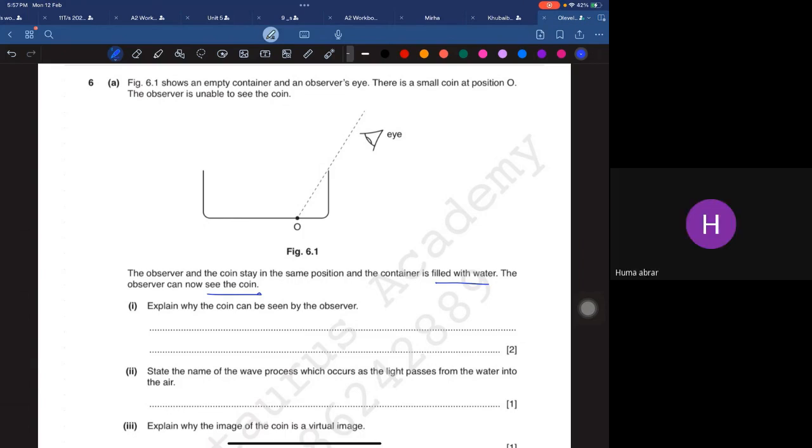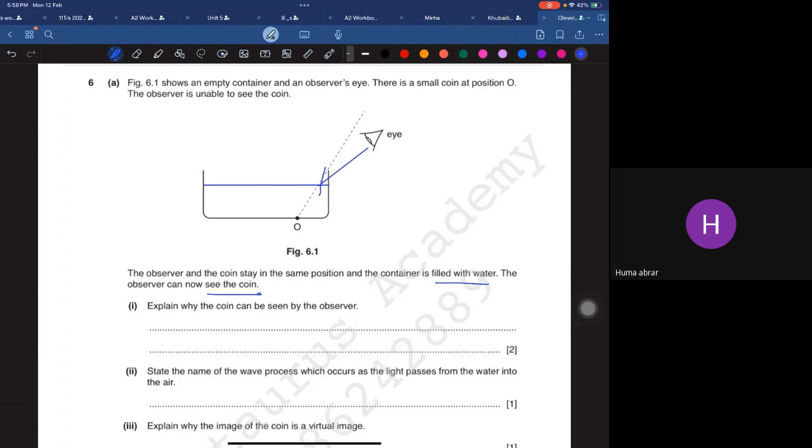Reflection. Refraction. Very good. Exactly. Very good, Vipesh. Very good, Tariq. So what happens is that if it is filled with water, the ray of light is going to refract because it's going to move from more dense to less dense. Yes, very good.